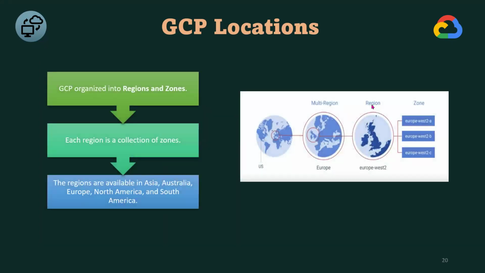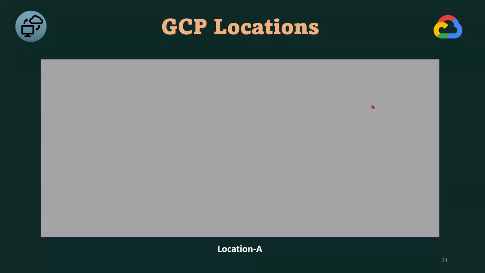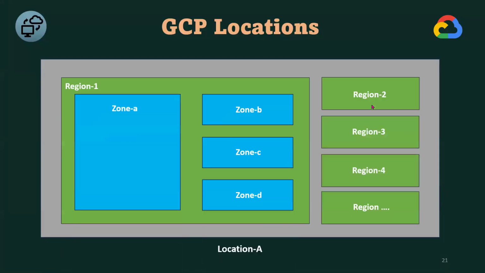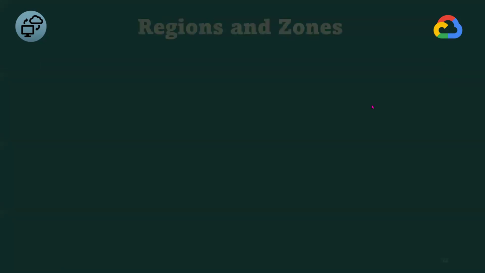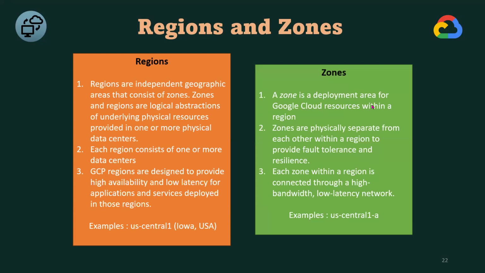GCP is organized into regions and zones. Each region is a collection of zones. If I take one location, I will have multiple regions, and in each region we will have multiple zones. Each zone is connected to the other zones via a high bandwidth network. Zones have the resources, so they are sometimes also called availability zones and deployment areas. A region is an independent geographic area in a location. A zone is a deployment area in a region.